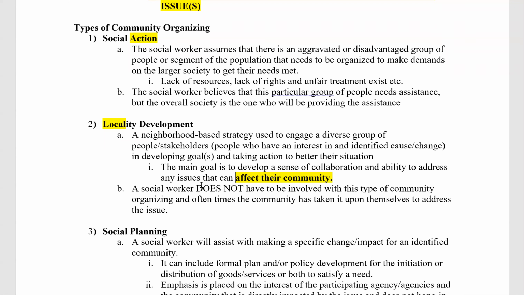So a social worker does not have to be involved for this to exist. Social action, if the social worker isn't putting forth action, it's not getting done, based on the fact that the social worker is the one that is propelling the effort and action. Locality development is where the locals are developing their own situation, and the social worker does not have to be present. But if they are involved, it's oftentimes to help supplement what has already been happening or that already exists in some way, shape, or form.